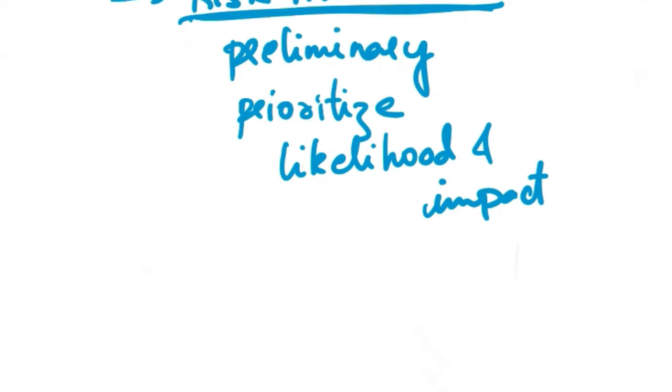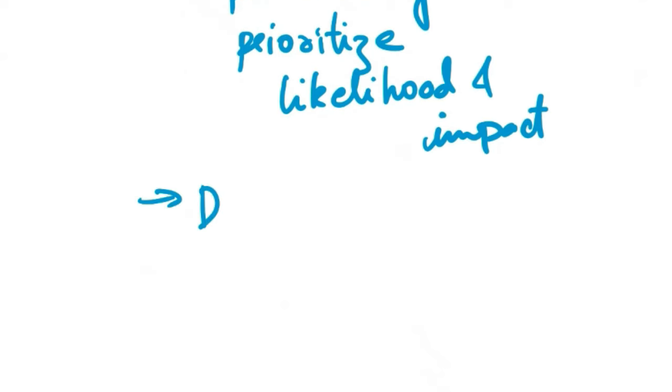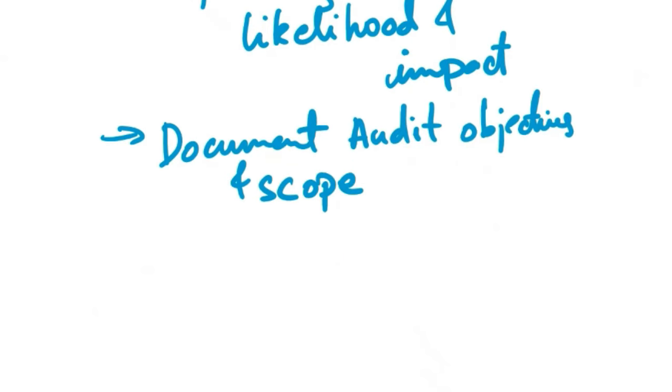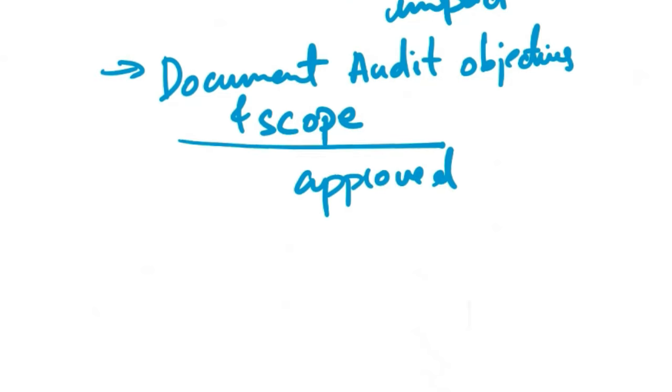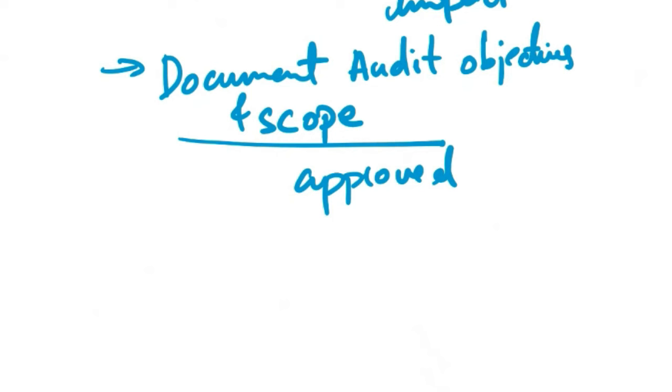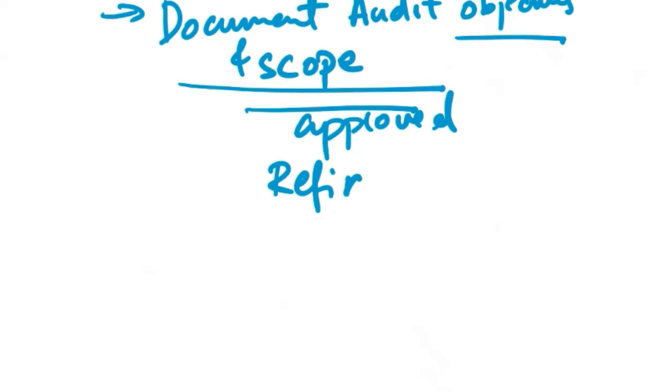After considering risk assessment, the next step is to clearly document audit objectives and scope in an audit charter or engagement letter. This document should be formally approved by relevant stakeholders such as senior management or the audit committee. You need to make sure that the audit objectives and scope are communicated effectively to all members of the audit team and other stakeholders involved in the audit process. You also need to refine the objectives and scope as needed based on feedback from stakeholders, changes in the business environment, or new regulatory requirements.